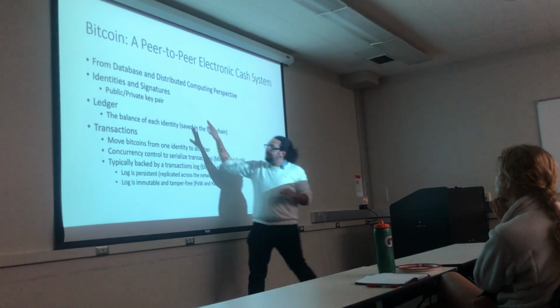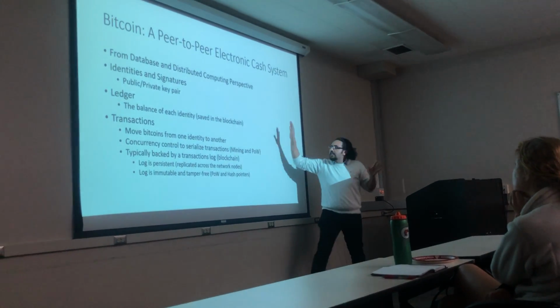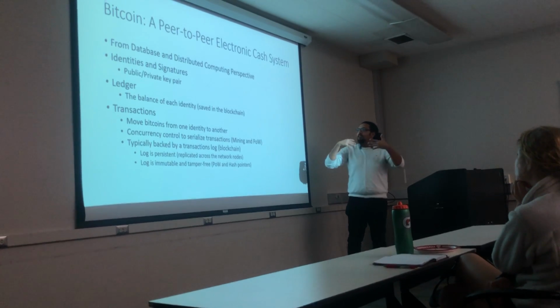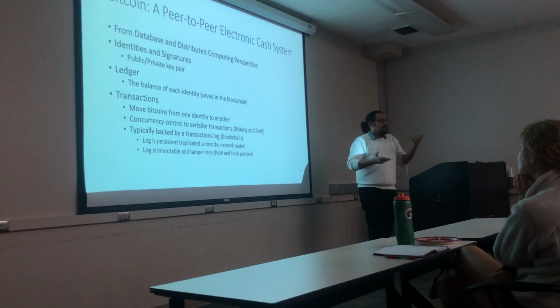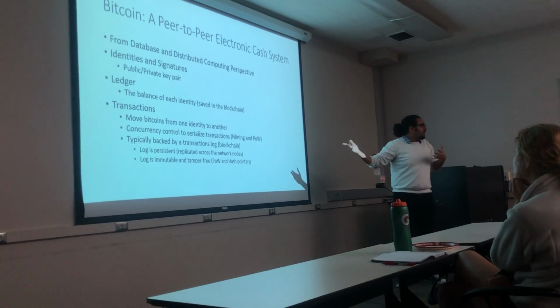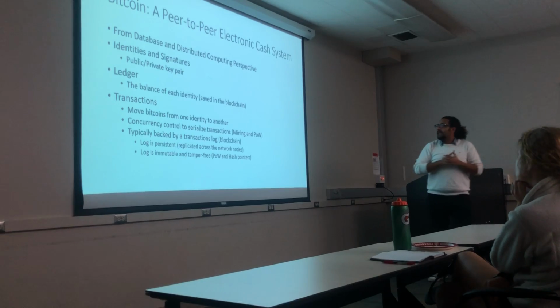And then the ledger has the balance of each identity, and we save that in the blockchain. We're going into the details of that later. And then we have transactions. What are the transactions? We want to move some bitcoins from one identity to another. So I have some bitcoins, and I move them to Muhammad at the back.